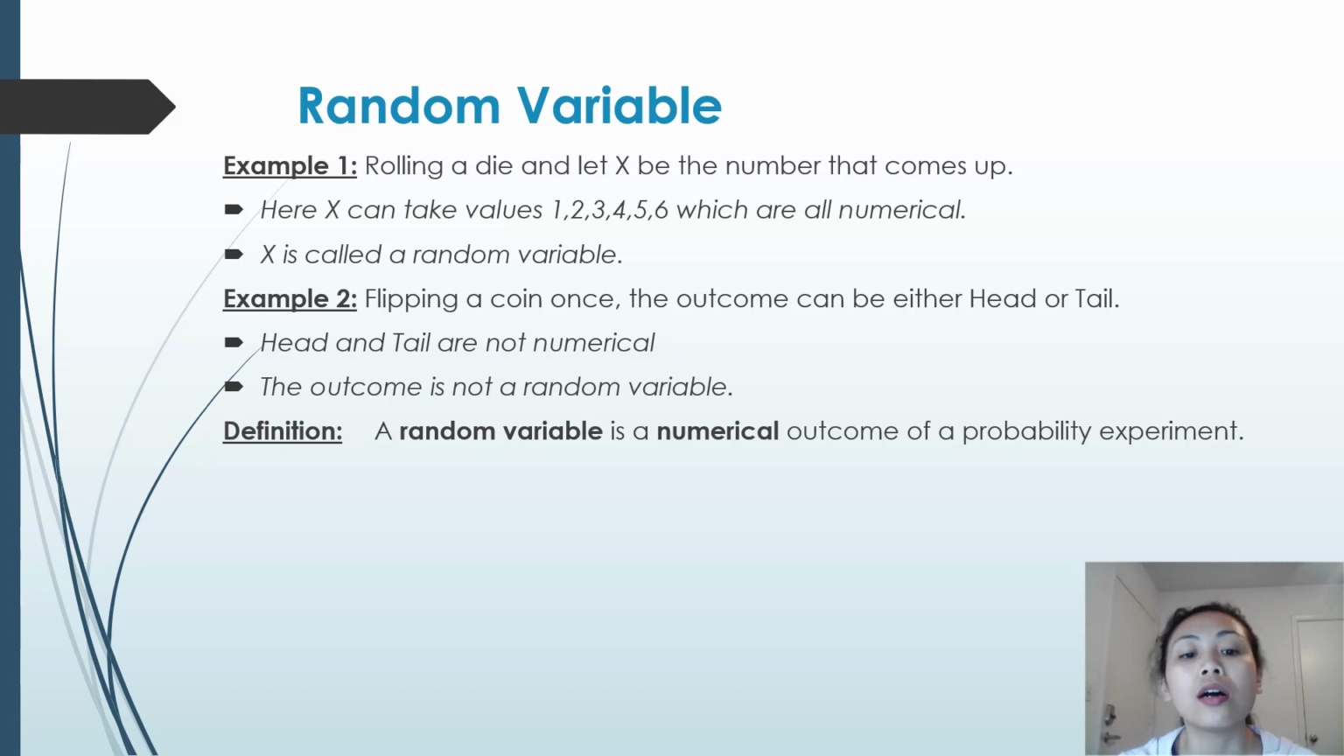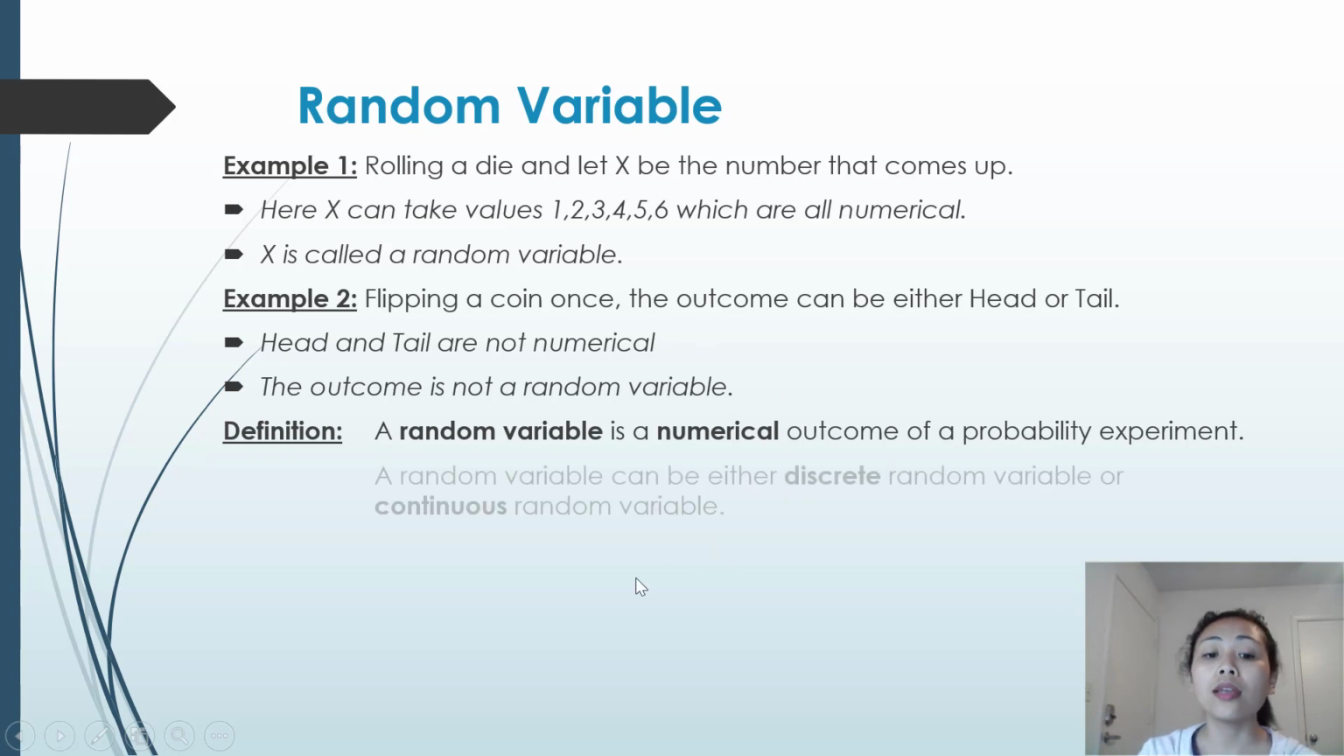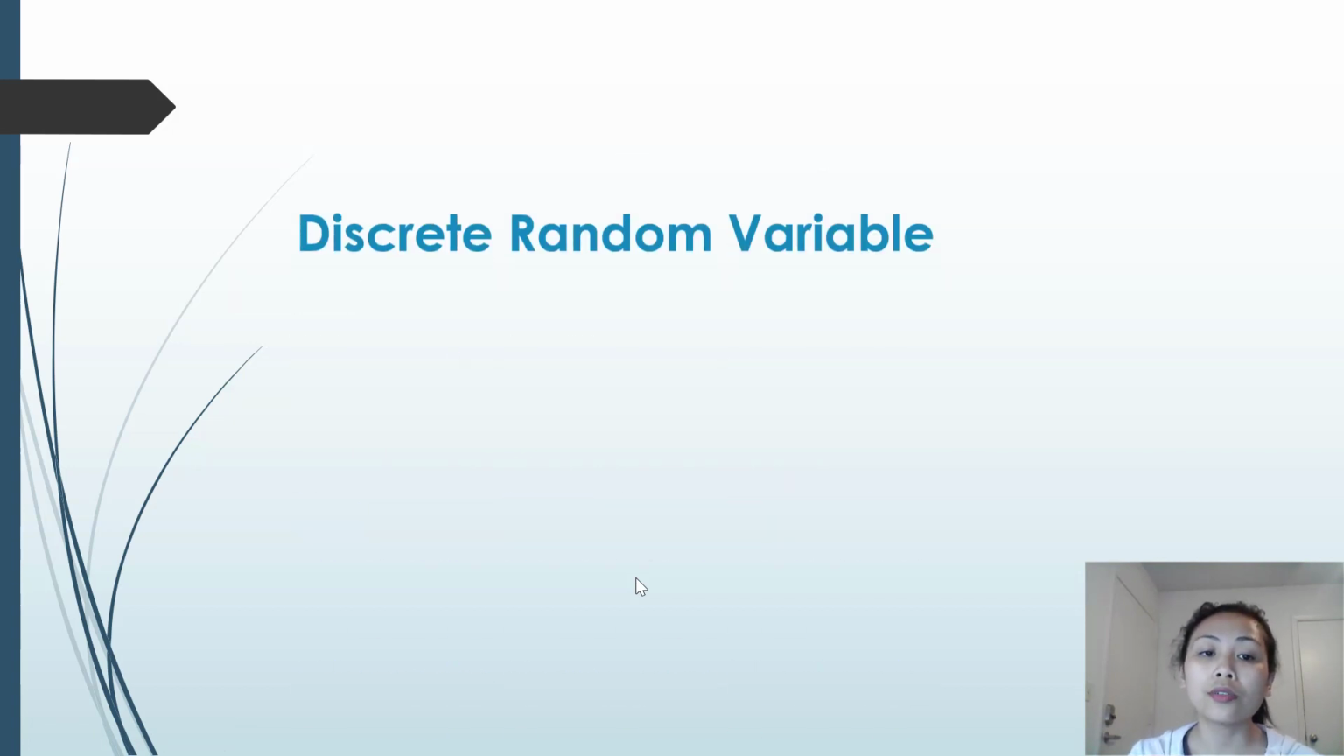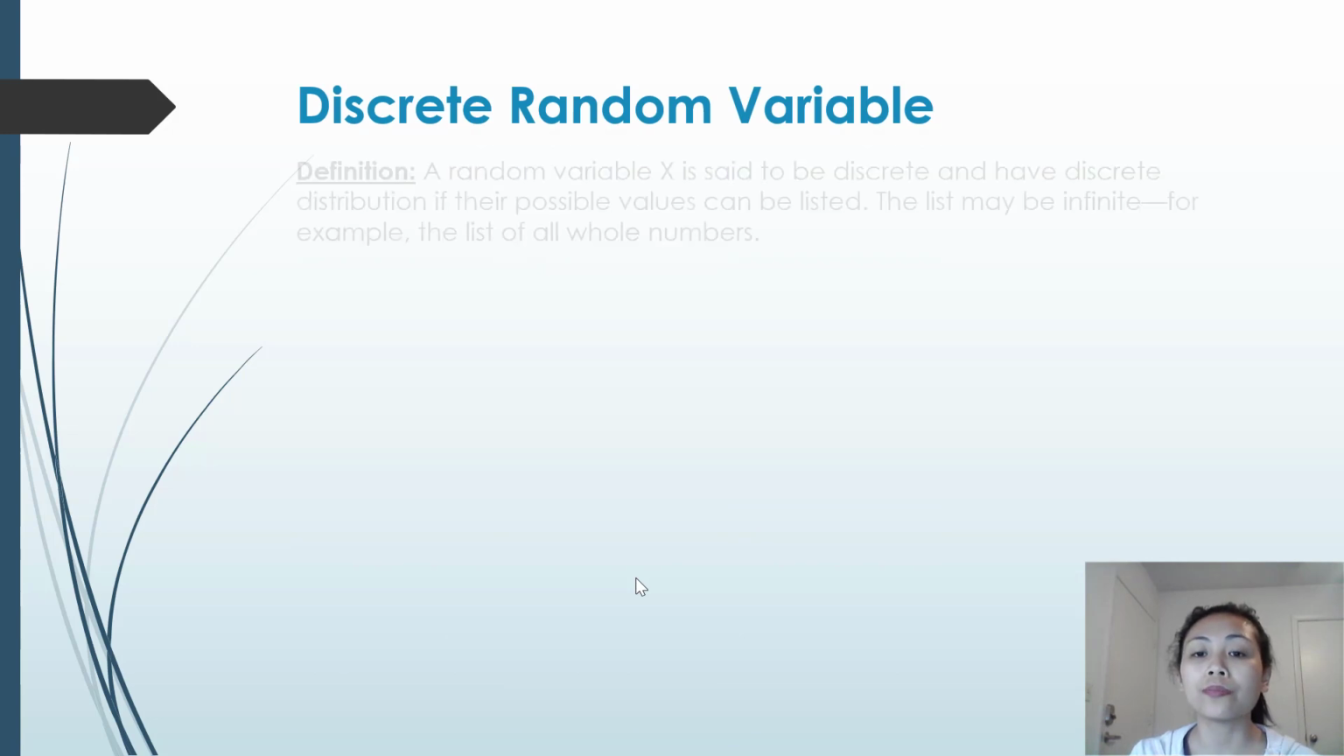In short, a random variable is a numerical outcome of a probability experiment. So it's basically just an outcome which is numerical. And a random variable is either discrete or continuous. So now let's consider the first case, discrete random variable.